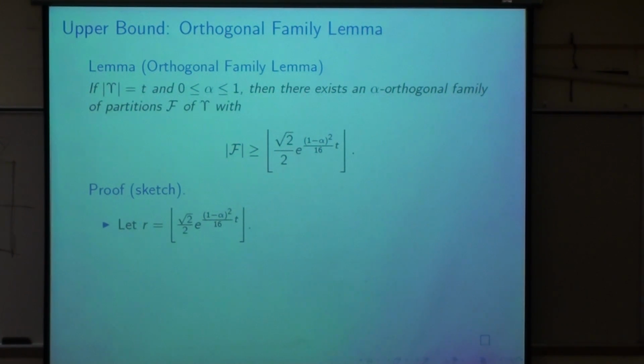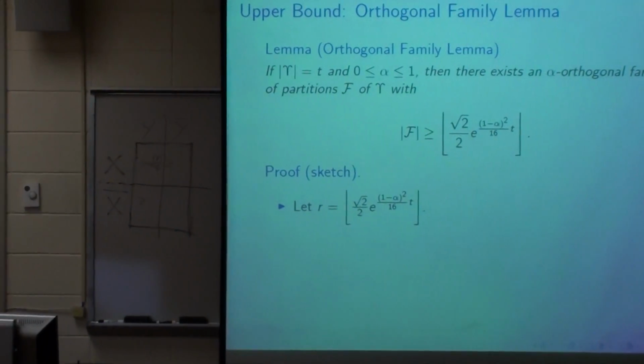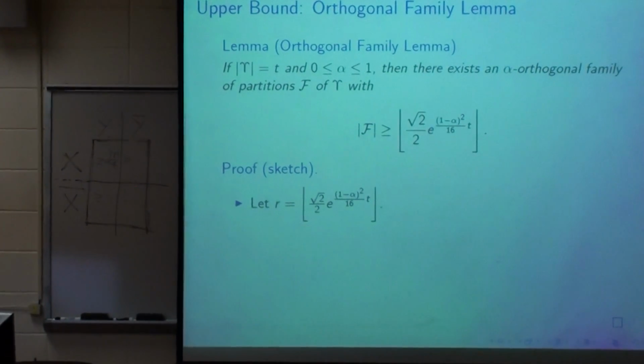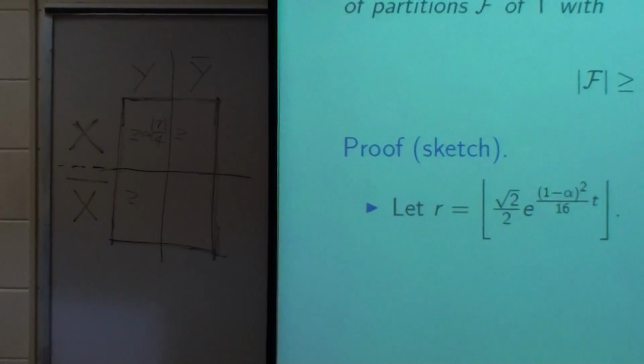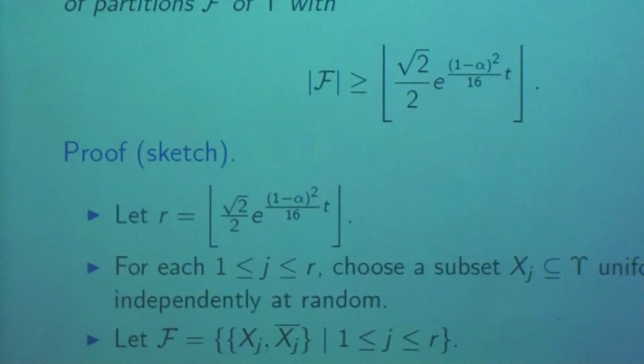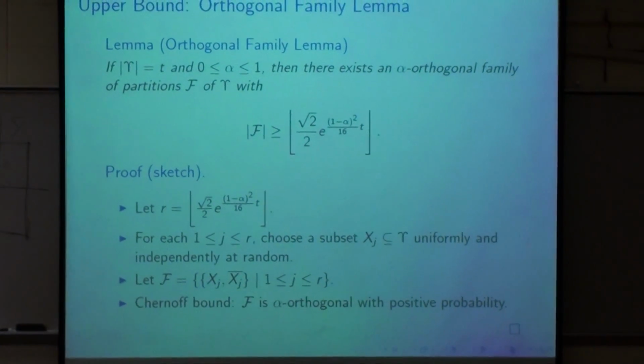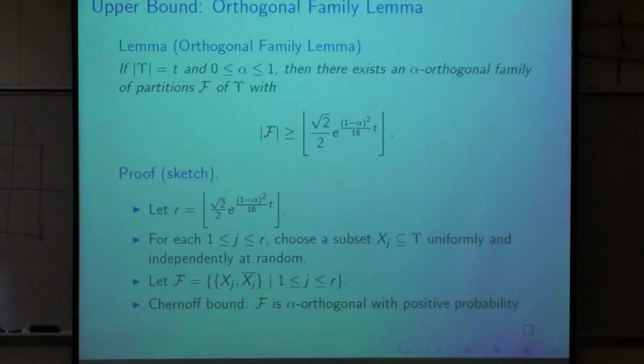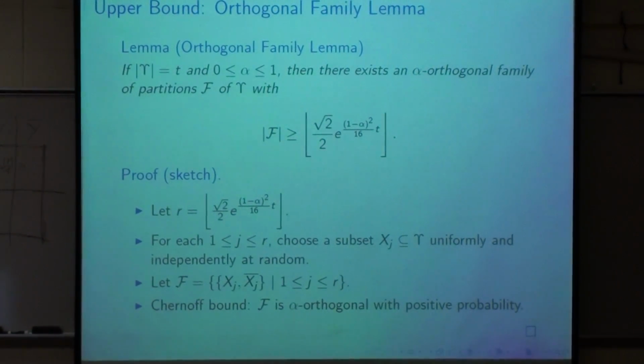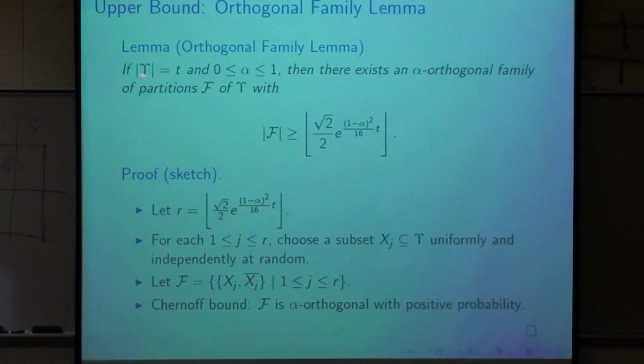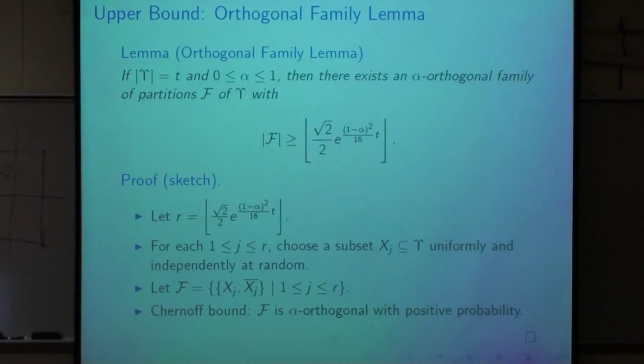If you choose partitions at random, then it's quite likely that the picture will look like this. If you have a large enough ground set and you choose x at random and y at random, it's quite likely that you'll have a reasonable size in each one of those 4 boxes. So that's how the proof goes. As long as we're willing to accept some imperfection, have alpha a little less than 1, we can find a family exponentially large in the ground set, whereas if alpha equals 1, we can only get less than the size of the ground set.